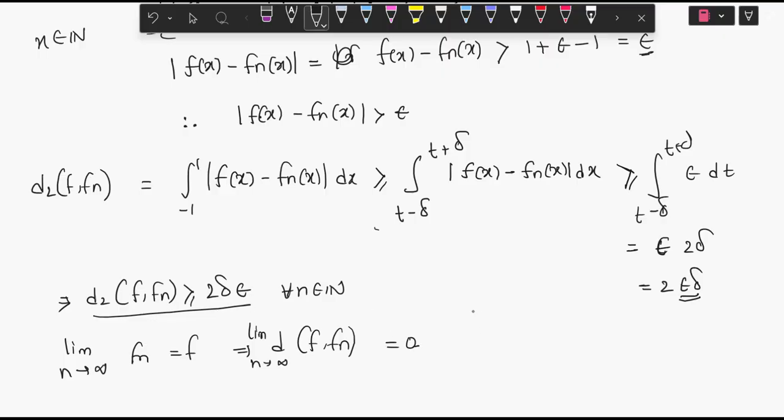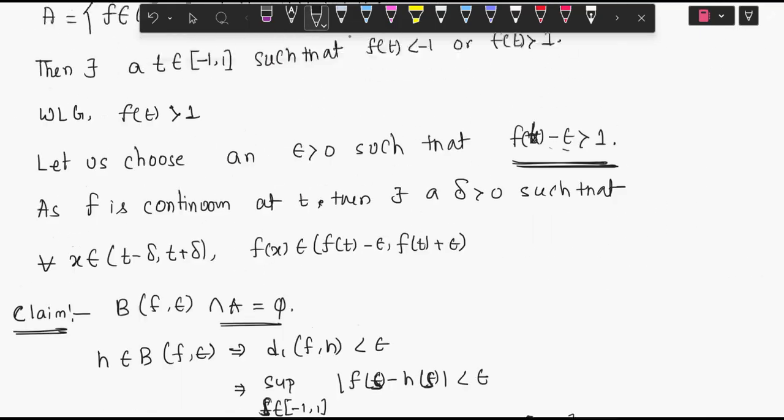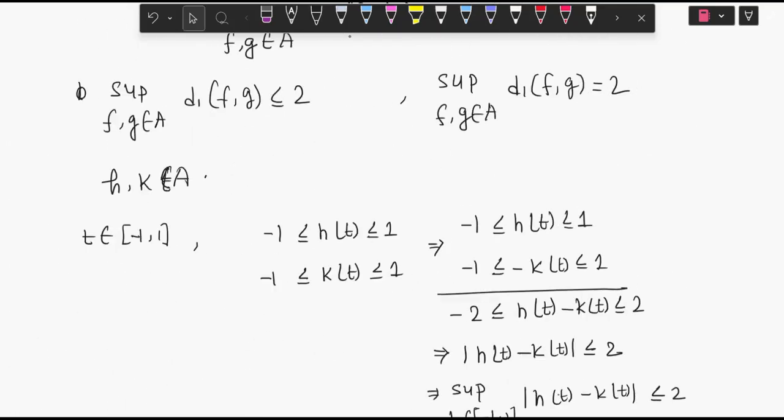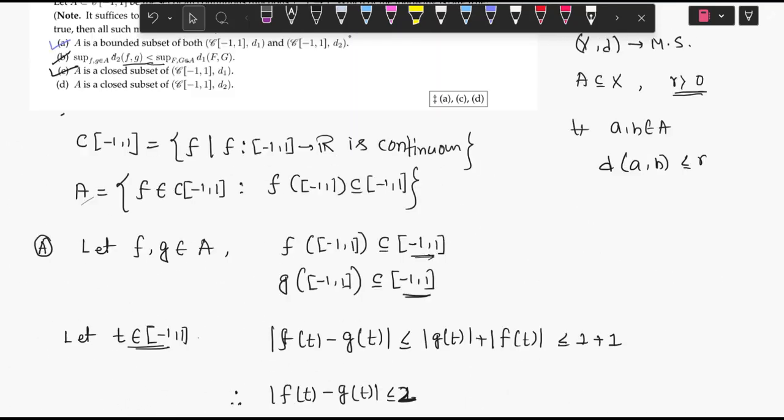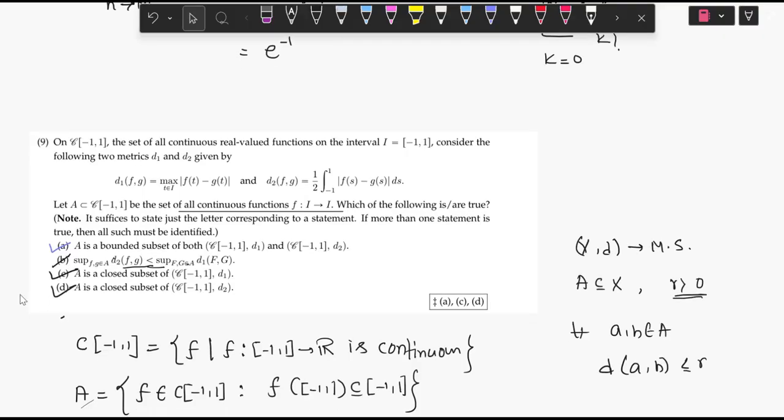So therefore the set A is closed in the metric d2. So option D is also correct. So that's all about our question number 9. Thank you.